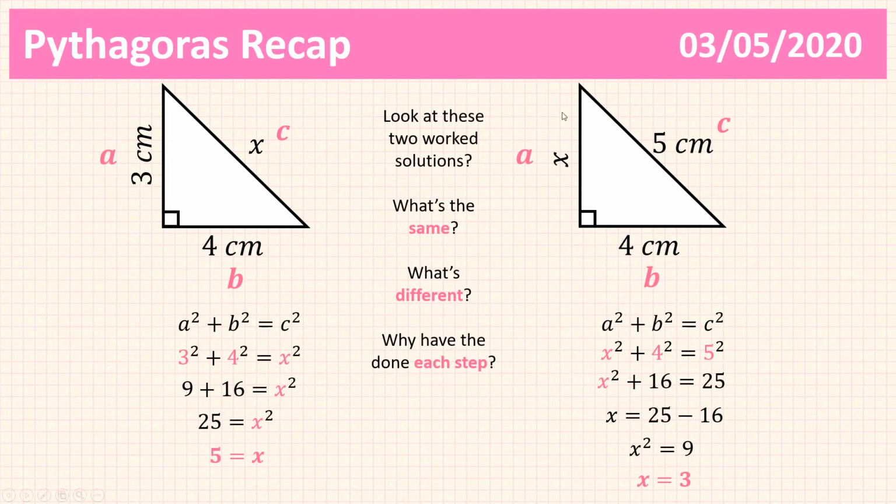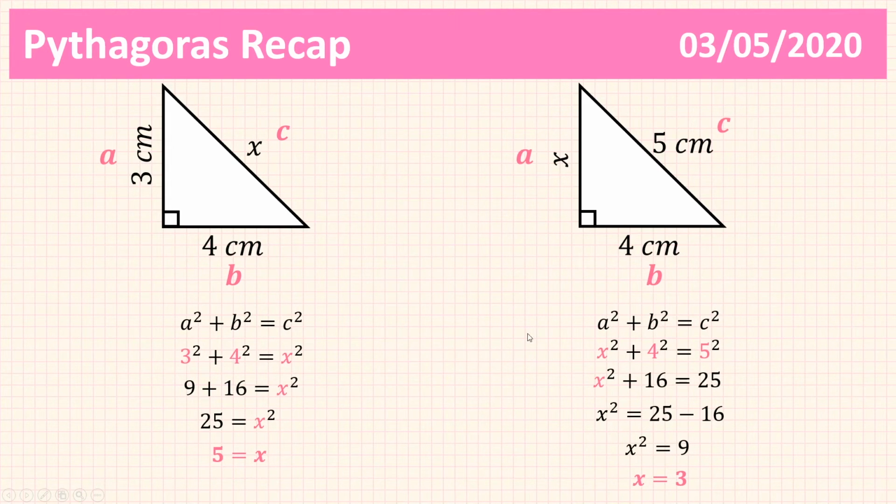Okay, so let's have a look at these two questions. What is the same and what's different? Well, we can say that the triangles are both right angles. That is definitely the same. We can also say that the triangles are exactly the same, because if we look, the answer for C here is 5, and we can see that C here is 5 as well. And we can see that A is 3, and we work out the answer for this side, A is also 3. So these two triangles are exactly the same triangle.